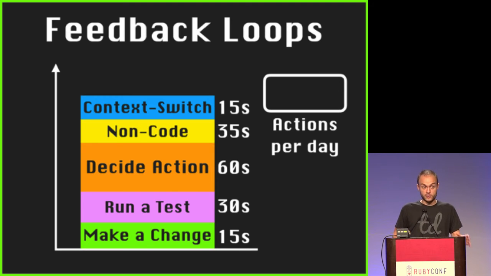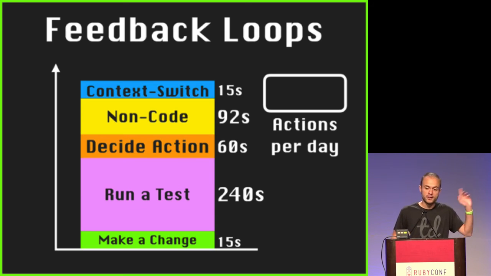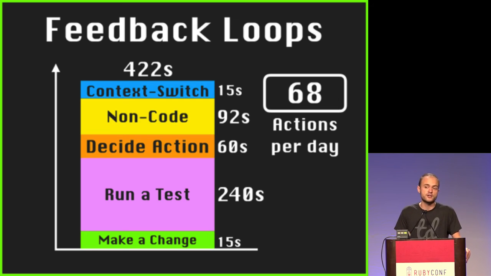But if you've ever been on a team with a lot of integration tests and you draw the short straw for a given iteration and your job is to update all those integration tests, I was on a team once where it literally took 4 minutes as the baseline to run an empty cucumber test. That was really, really slow. So in that case, 422 seconds might have been my feedback loop, yielding only 68 actions in a day.